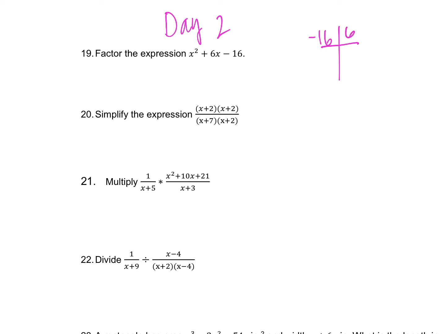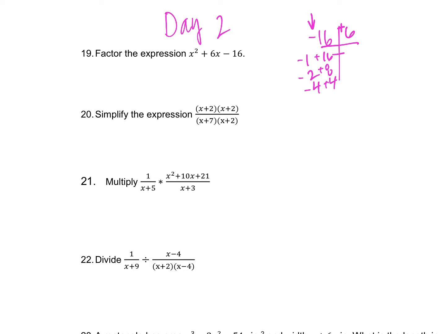So all the factors of negative 16 are 1 and 16, 2 and 8, and 4 and 4. Because it's negative, we need them to be opposite signs. Because this is a positive 6, we want the bigger number to be positive. So these would all be positives. These would all be negatives.